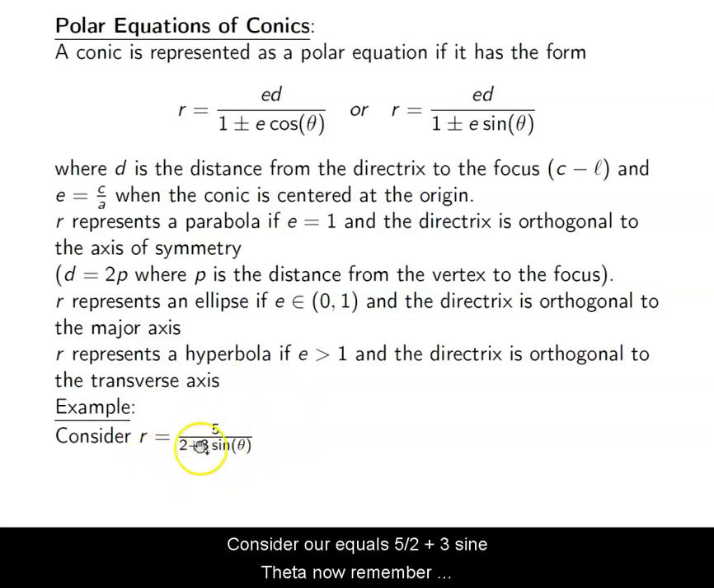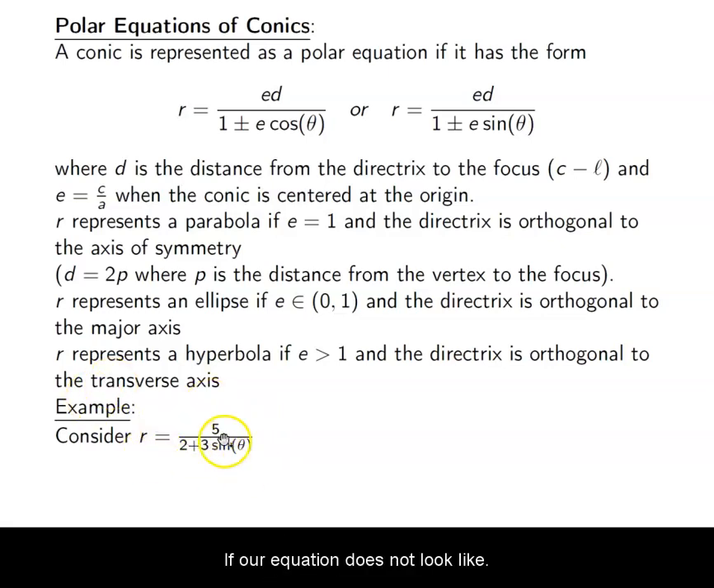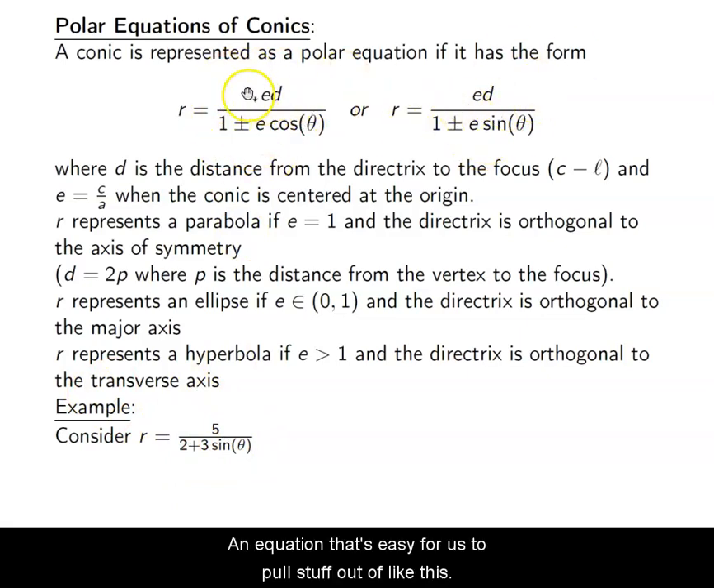Consider r equals 5 over 2 plus 3 sine theta. Now, remember what I always say. If our equation does not look like an equation that's easy for us to pull stuff out of, like this, then we manipulate it so it looks like this. This is 2 plus something. That's not really a big problem. It kind of is, actually. So we would like this to be a 1.